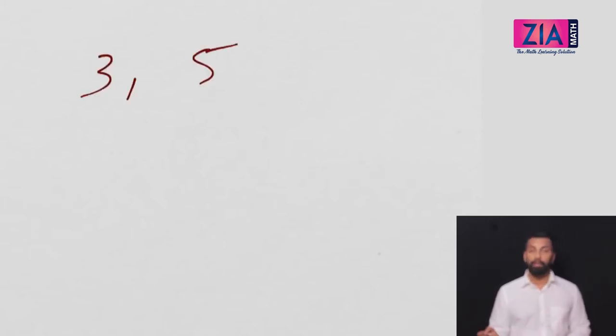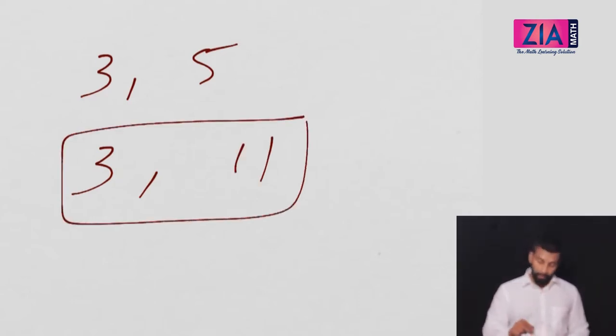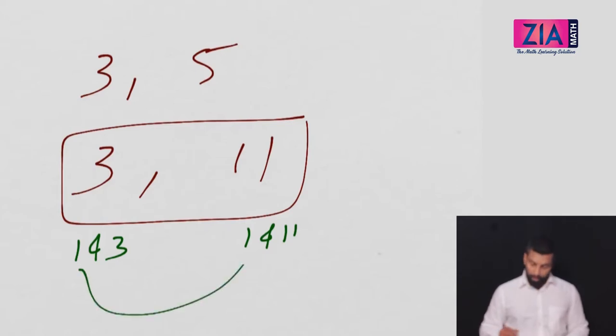3 and 5, or 3 and 11, are coprime numbers, because prime numbers have exactly two factors. This number has 1 and 3, this number has 1 and 11. So there is only one common factor, that is 1. So anyway it has to be a coprime number, right? So two prime numbers are coprime numbers.